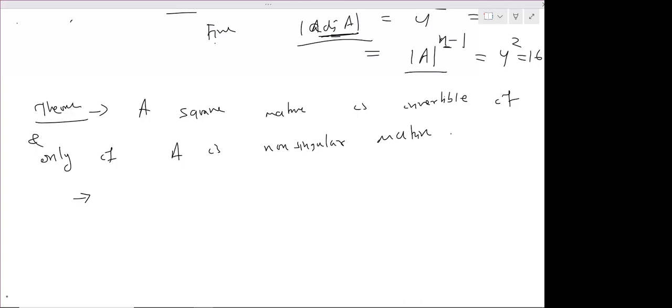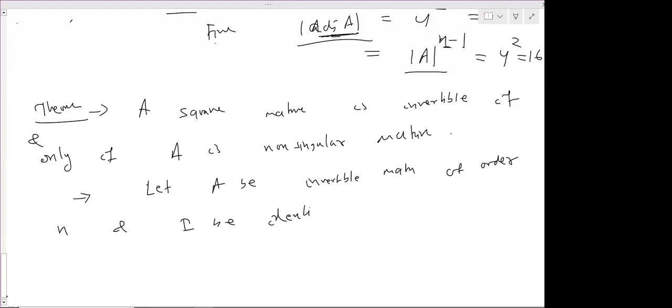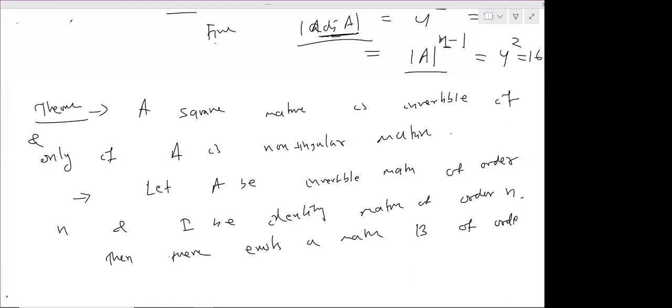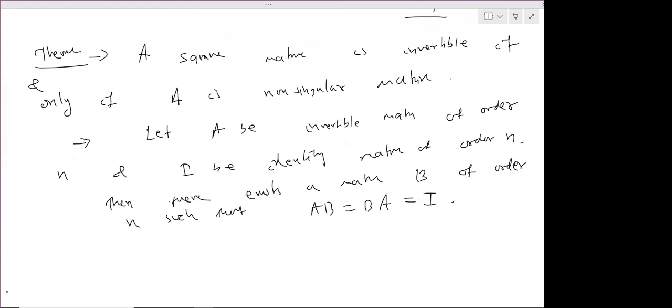And what this inverse means, let A be invertible matrix of order n and I be identity matrix of order n. Then there exists a matrix B of order n such that AB equals to BA equals to I. Okay, write it down. I'll explain what this means.